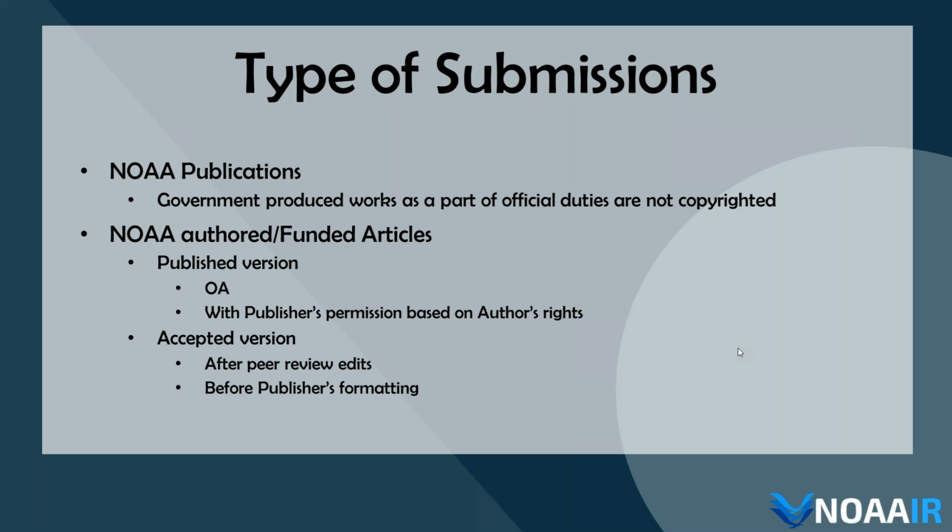In the repository, typically we use one of two different types of versions of articles, and you'll see these terms pop up a lot during the course of this presentation. The published version, or the version of record, we can do that. We can use the published version with open access journals, and we can also use it with permission from the publisher based on those rights.